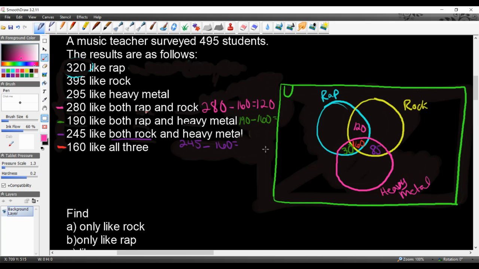Okay, and believe it or not, we're mostly done. Notice that we're still missing a few pieces. We're missing this one, and this one, but they're actually not that hard to figure out. We know that 320, and that's the reason why that's blue right there, like rap. So that means that in total, this circle should add up to 320. Well, so far we have 120, 160, and 30. So we know that 120 plus 160 plus 30 plus something else has to equal 320.